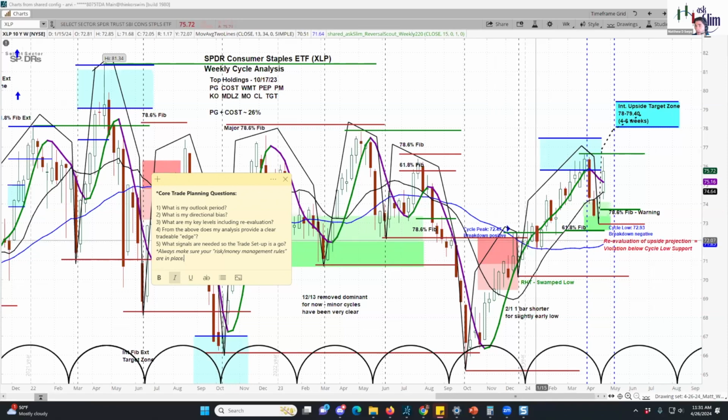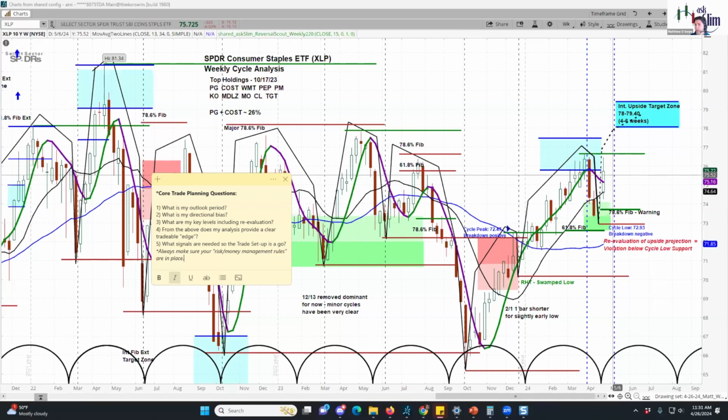Now, where are we currently? Currently, we are in the cycle low timing window. So we're right in this period here. However, there's been sufficient price action to suggest that we have a cycle low pending, likely confirmed in here. I'd like to see the reversal scout turn back up to confirm that is the case.